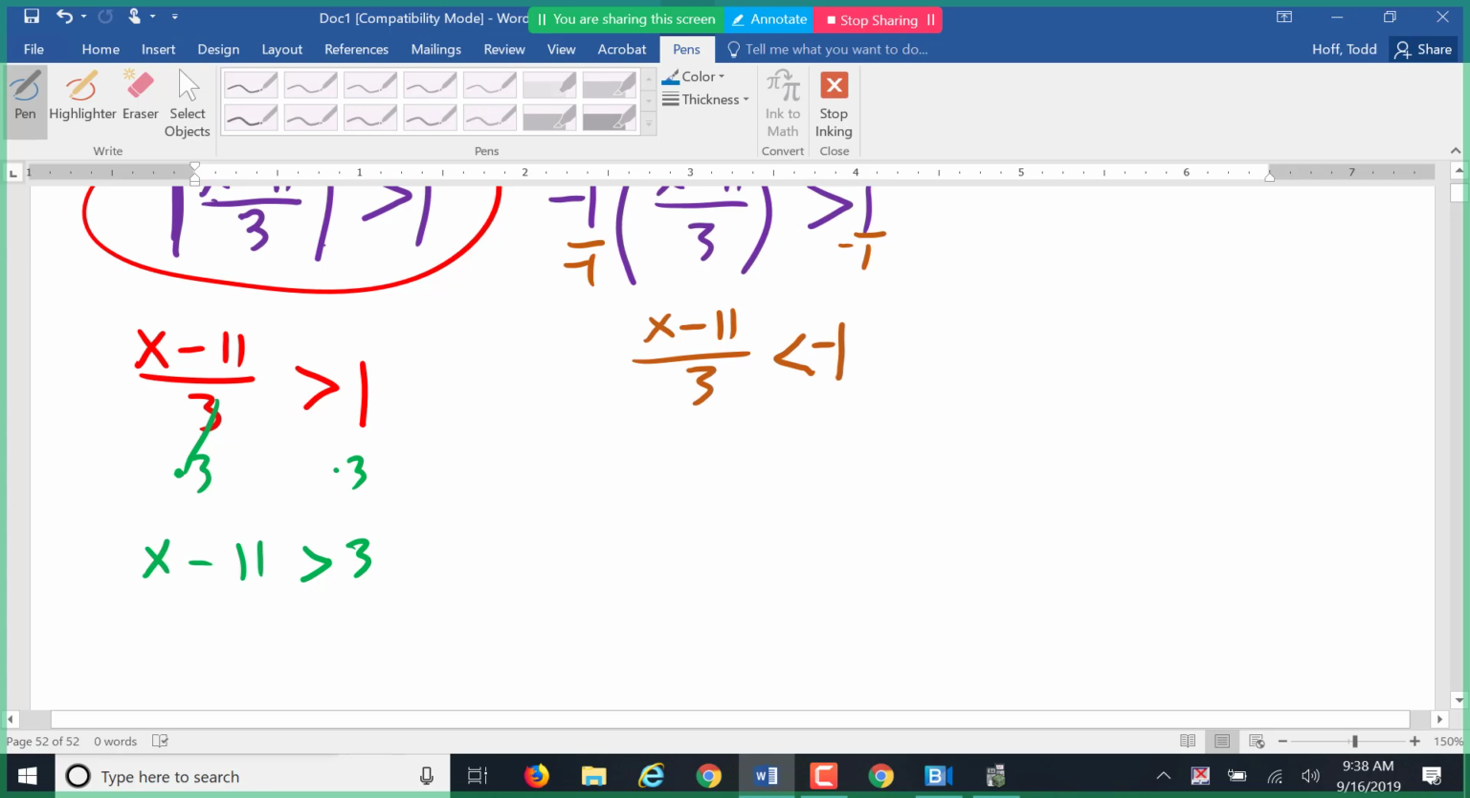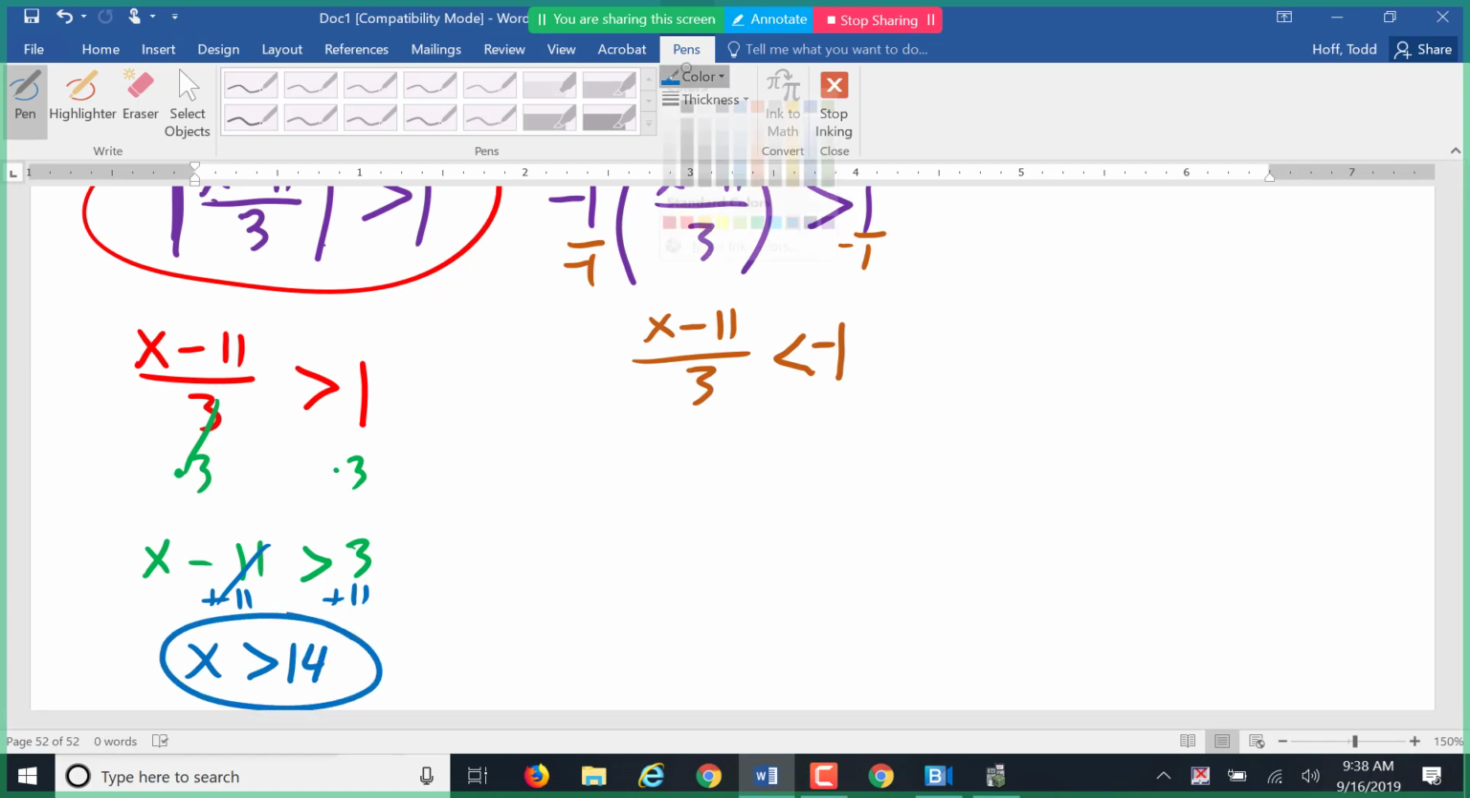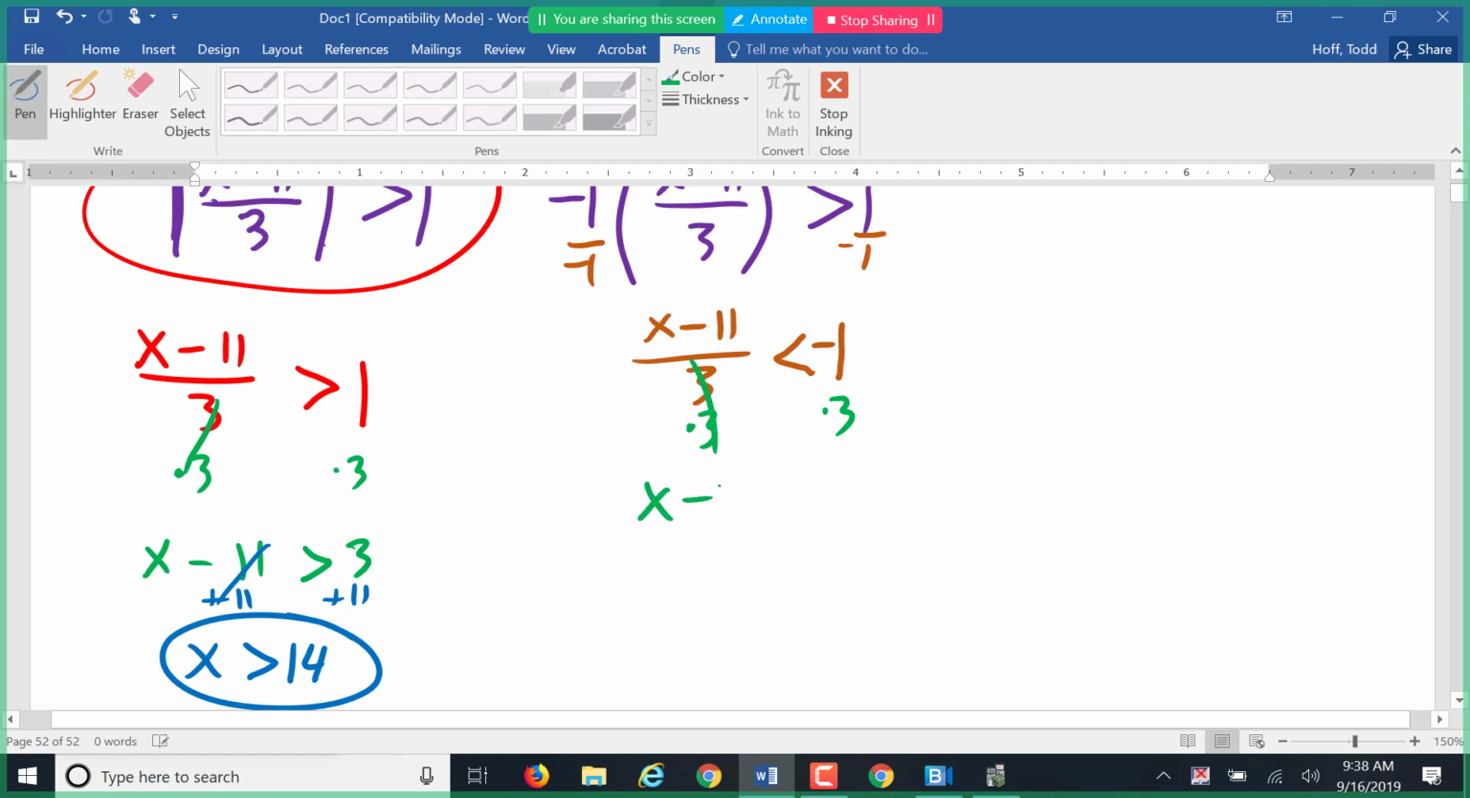And then we'll add the 11. We got x is greater than 14. The other one over here, same steps, just a different number on the other side. So we're going to multiply by 3 to get rid of the dividing by 3 again. x minus 11 is less than -3. And then once again, we add the 11. So x is less than 8. -3 plus 11 is 8.